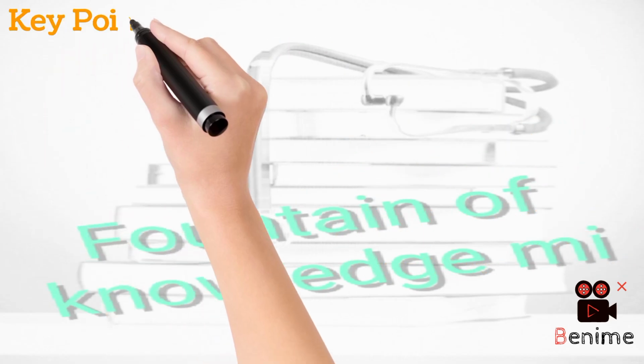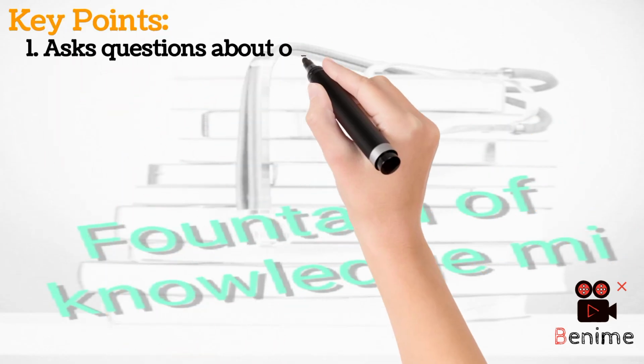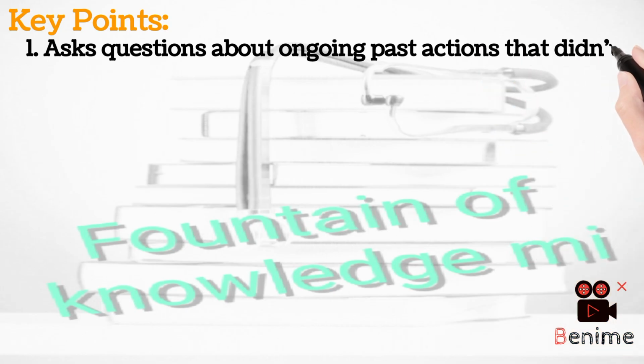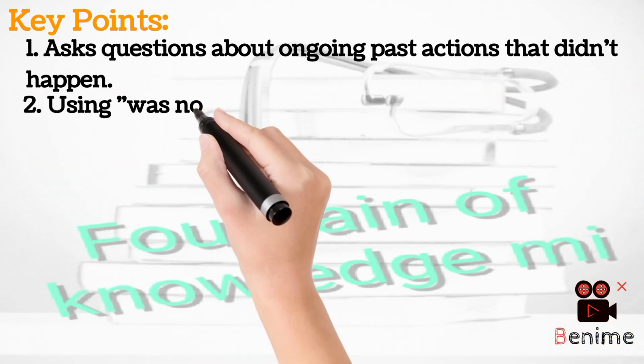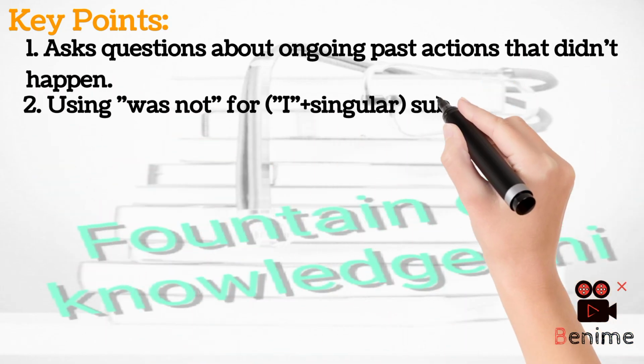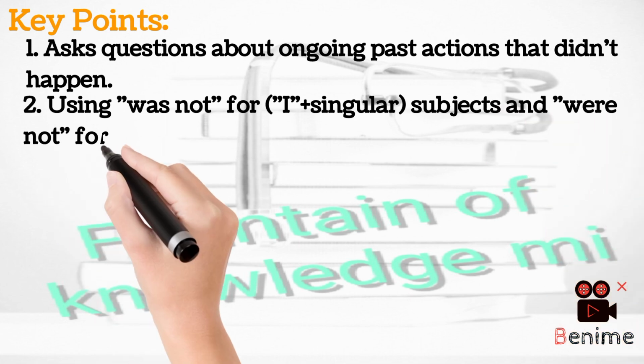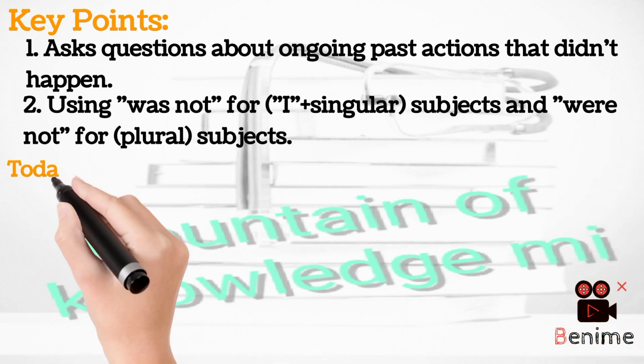Key points. 1. Asks questions about ongoing past actions that didn't happen. 2. Using was not for I plus singular subjects and were not for plural subjects.